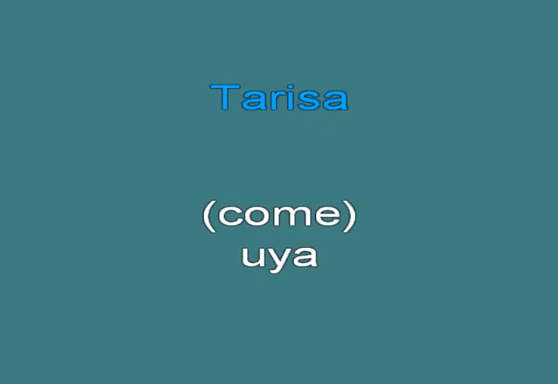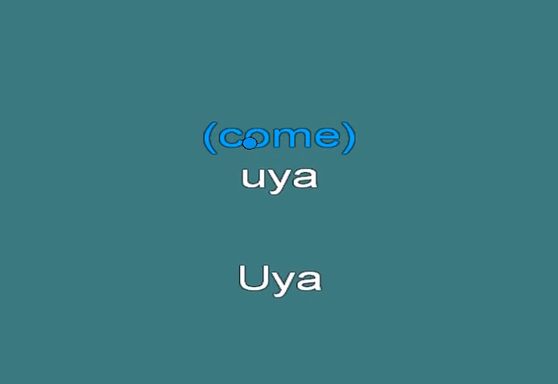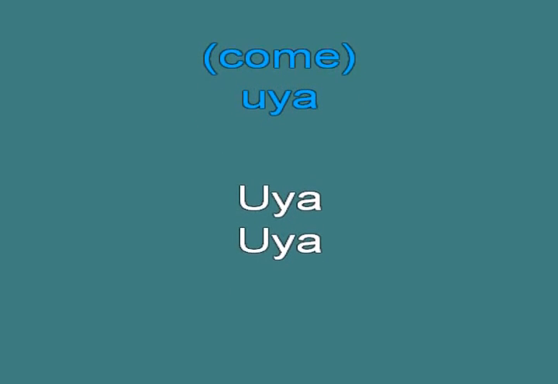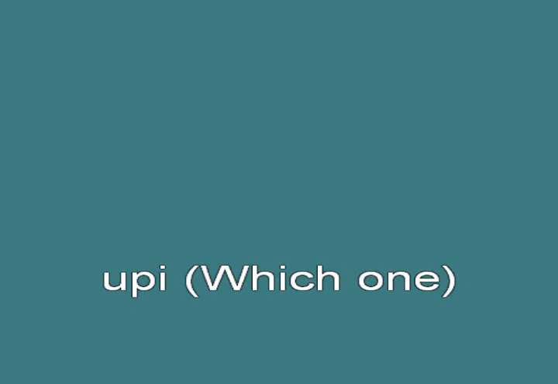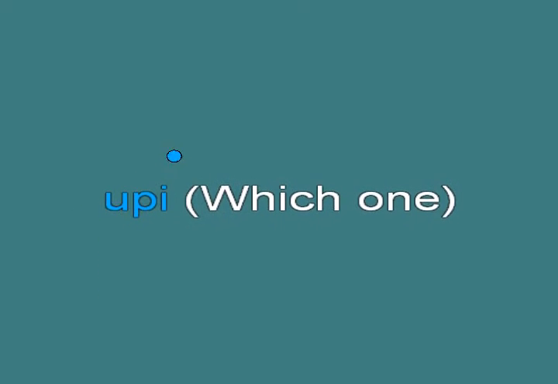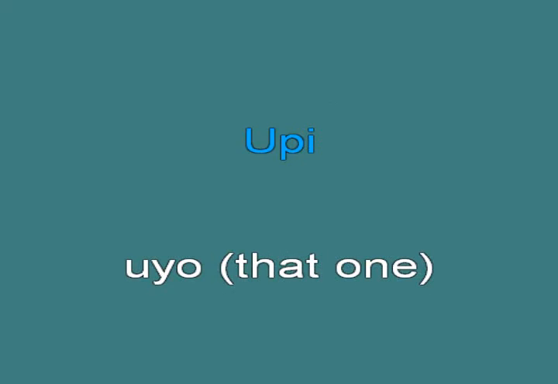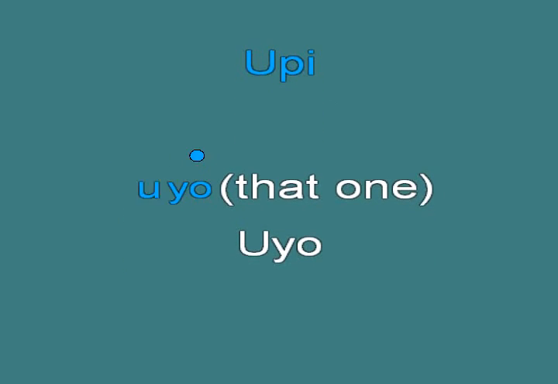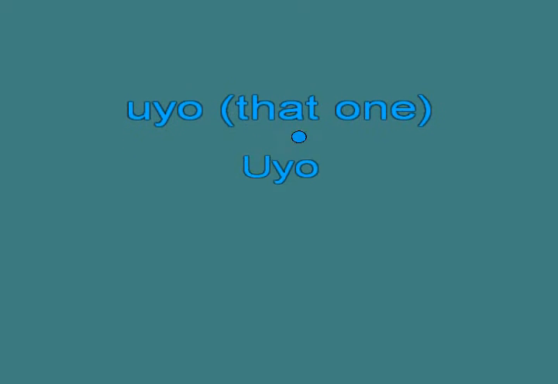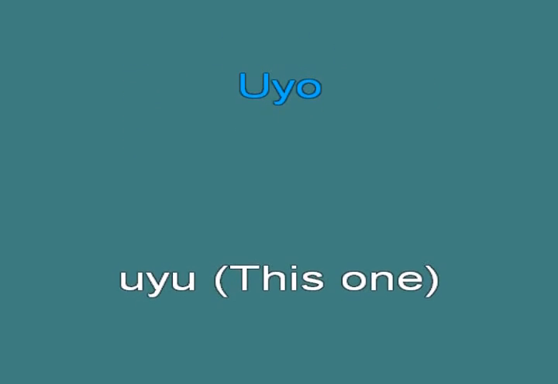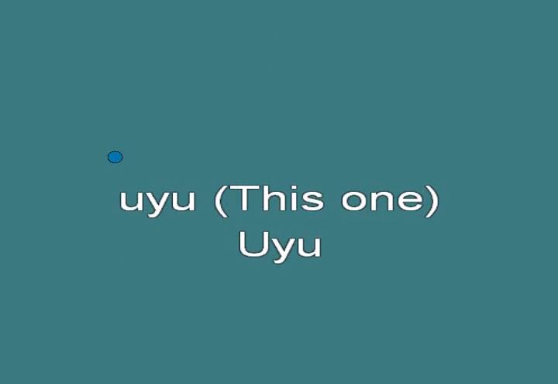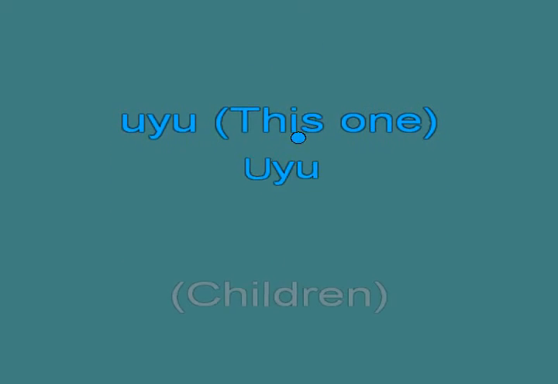Tarisa. To look. And then come. Uya. That's come. Uya pano. Come here. Upi, which means which one. And then you may say uyo, which means that one. And then you can say uyu for this one. Uyu. This one.